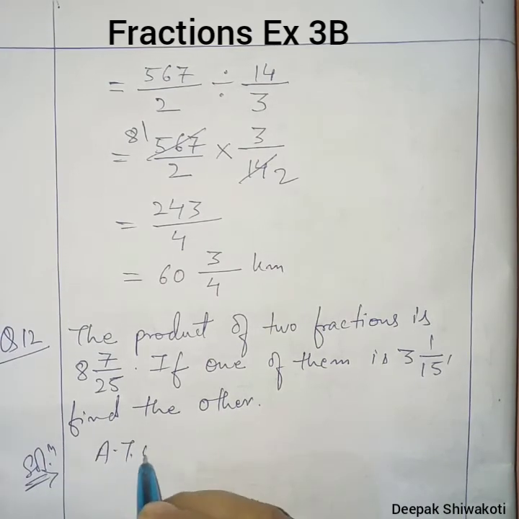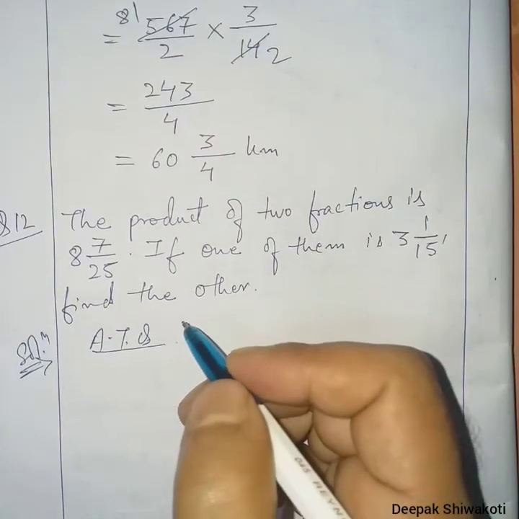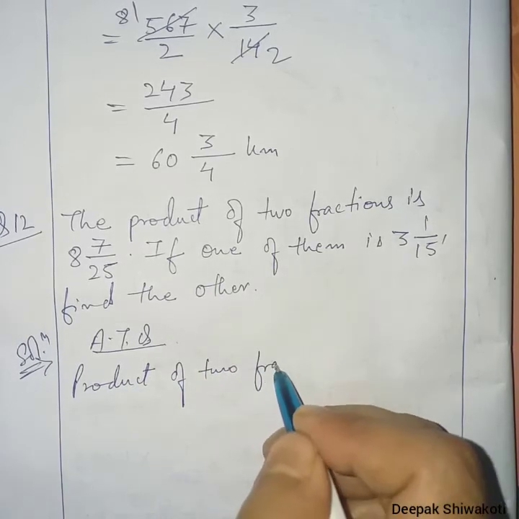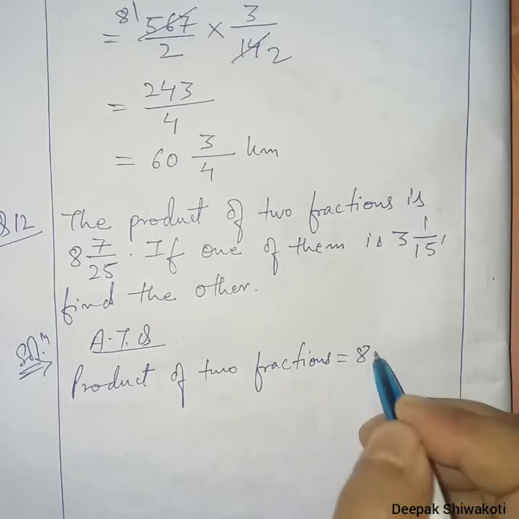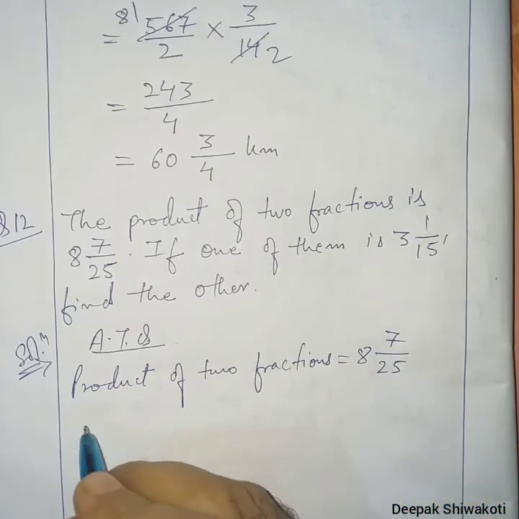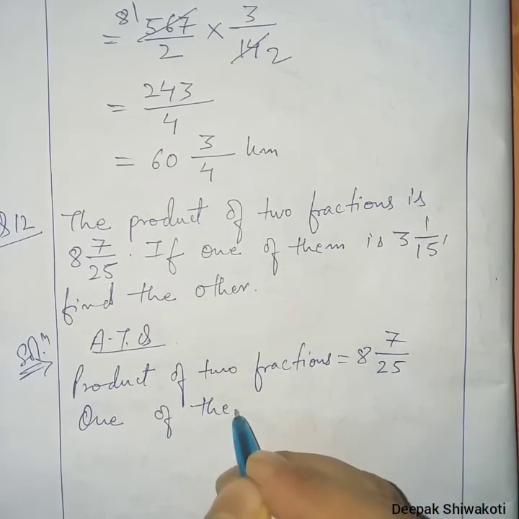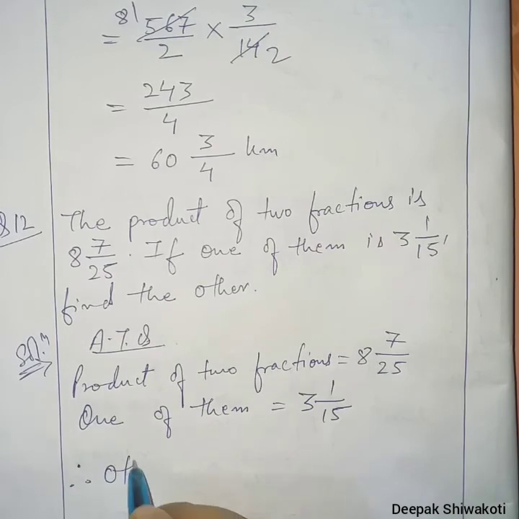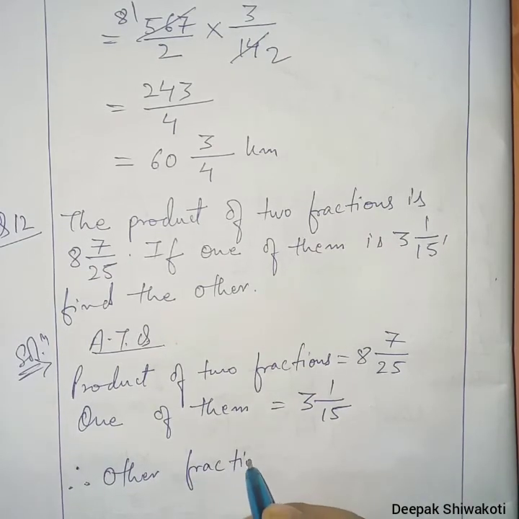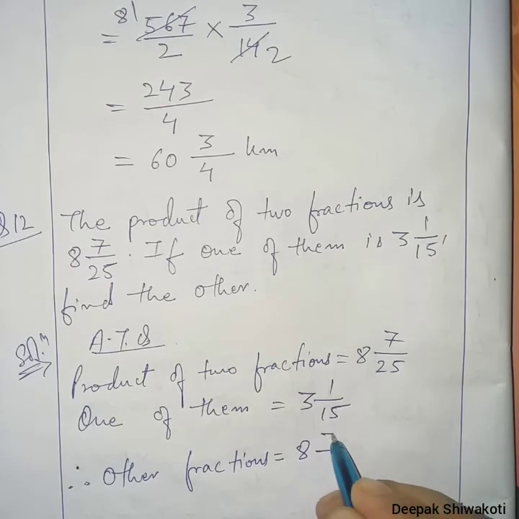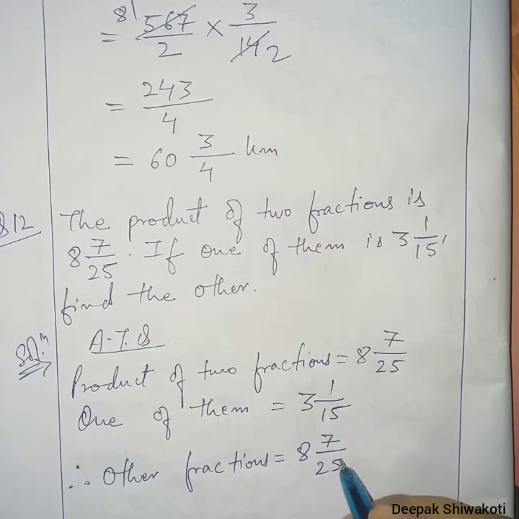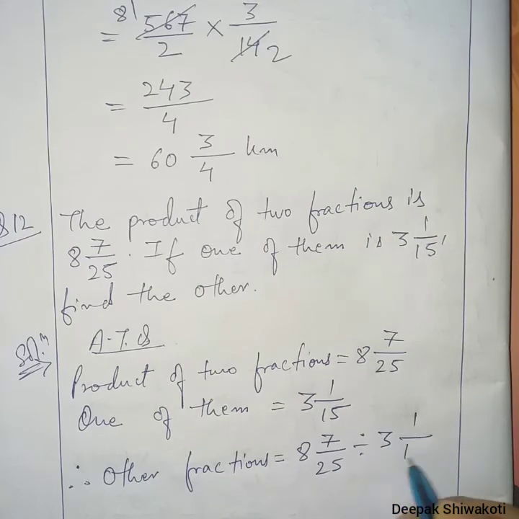Solution according to question, product of two fractions is equals to 8 whole 7/25. One of them is equals to 3 whole 1/15. Therefore, the other fraction will be equal to 8 whole 7/25. If we divide this by one of the fractions, then we'll get the other fraction. So divided by 3 whole 1 by 15.